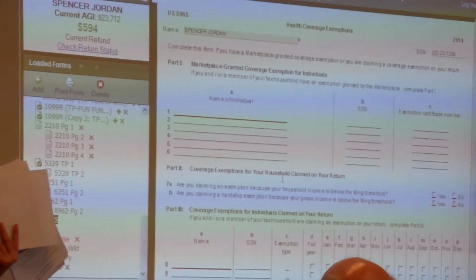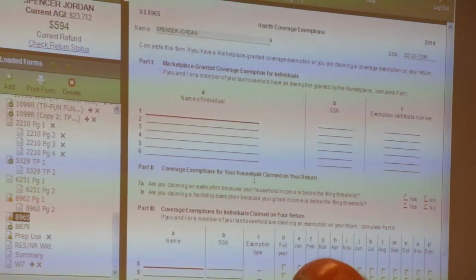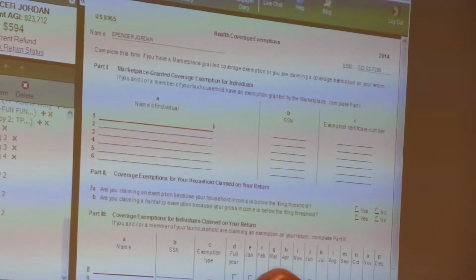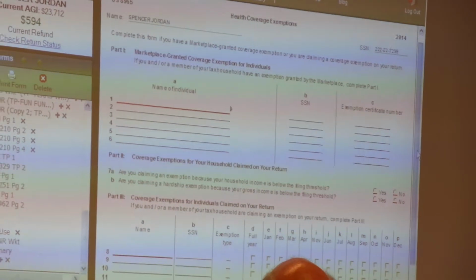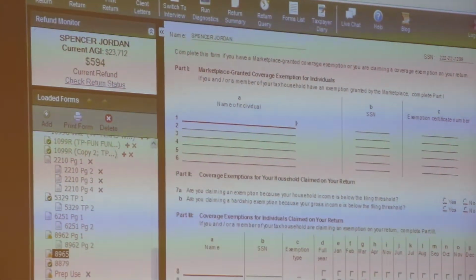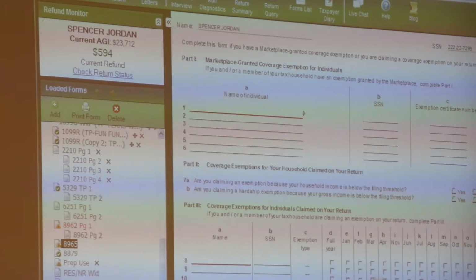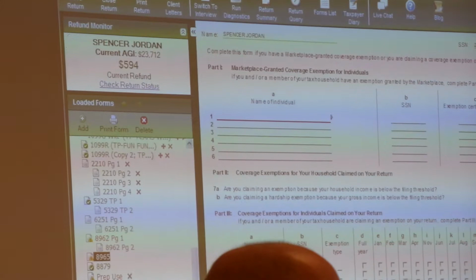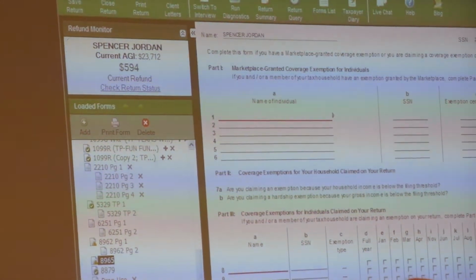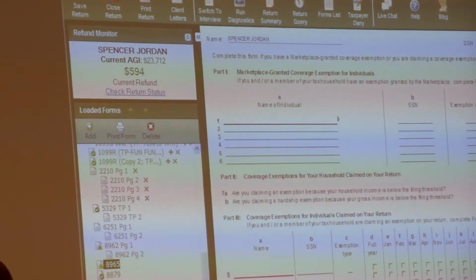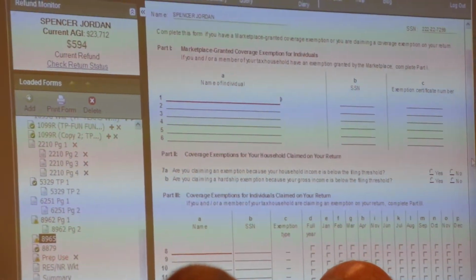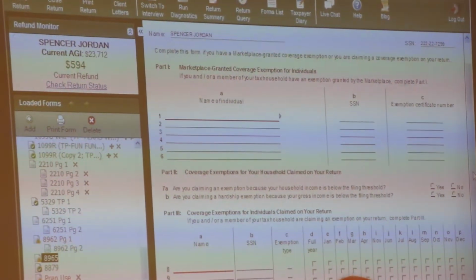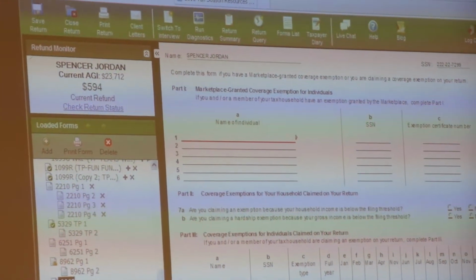If your client has received an exemption through the marketplace, they should have their exemption certificate with them. The hope is, if they forgot to bring it, they'll be able to remember their healthcare.gov login so that we could pull it up or check it in the tax site. If they don't have it, well then this is going to be an incomplete return until we do get it.